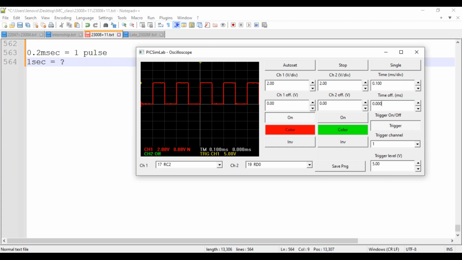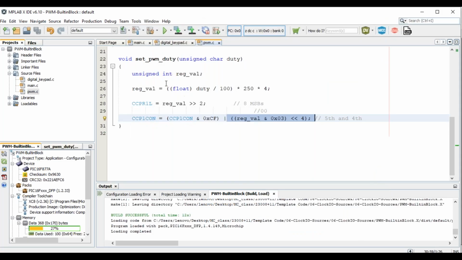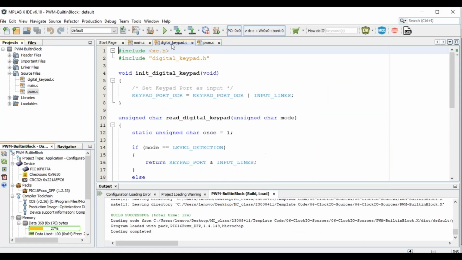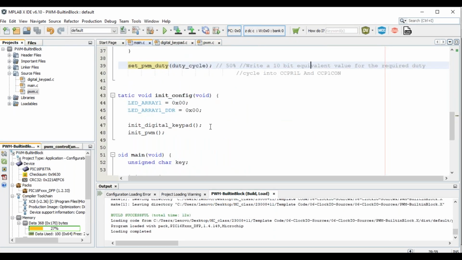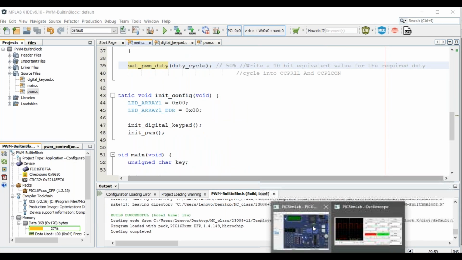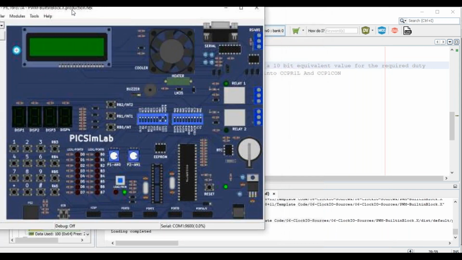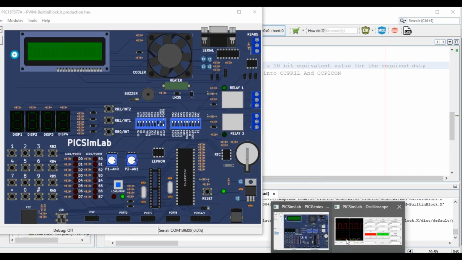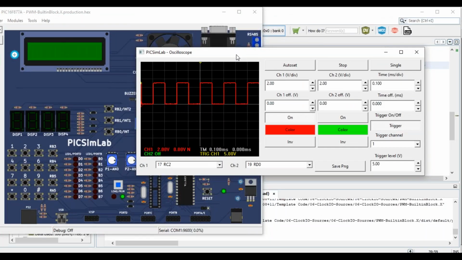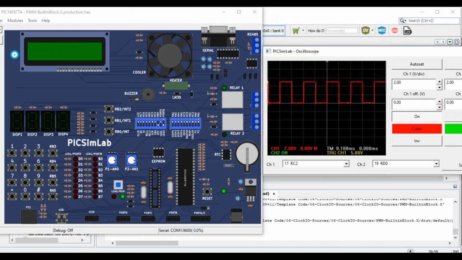Initially the duty cycle should be 50%, for a frequency of 5 kilohertz. Now if I press switch 1, the duty cycle has to be increased. And if I press switch 2, the duty cycle has to be decreased. Okay. So I press switch 1 here, the duty cycle is increased, you can see. And I press switch 2 here, the duty cycle is going to get decreased. I hope you are able to see this.